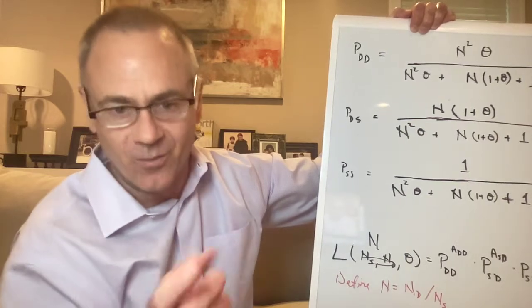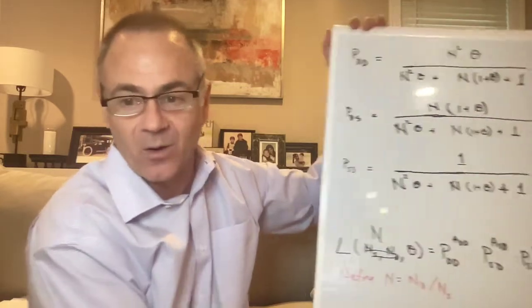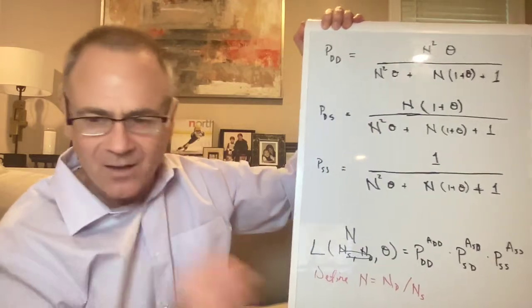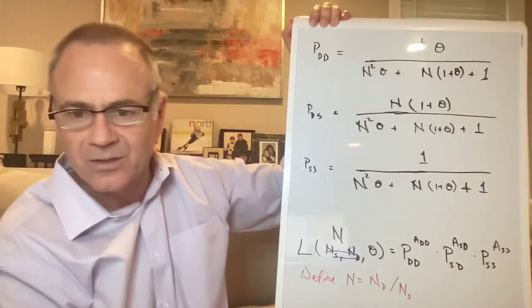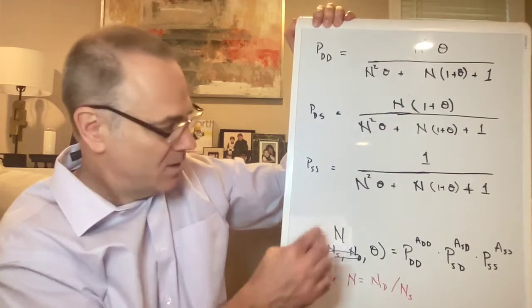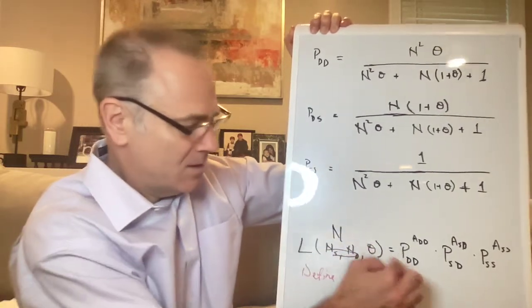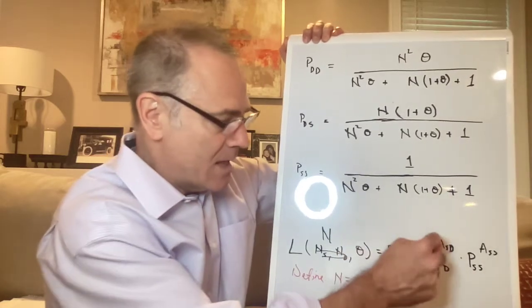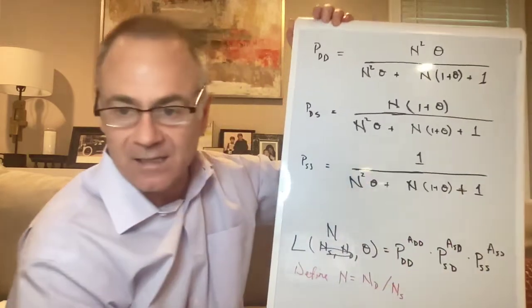It's a little bit harder than the one parameter case, but in fact, that's going to be your homework problem. You're going to estimate a two parameter case, and I'll talk about it in a later lecture. But once we do that, the likelihood in N and theta just equals these P terms raised to ADD, ASD, ASS.